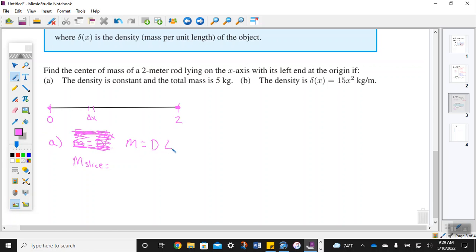Okay, here's what I want to point out. What was the mass again? 5. That's for the whole rod, right? That's going to equal your density times your length. What's the length of the rod? 2. So the density has to equal 5 over what? You okay with that? The density is going to be 5 over 2.